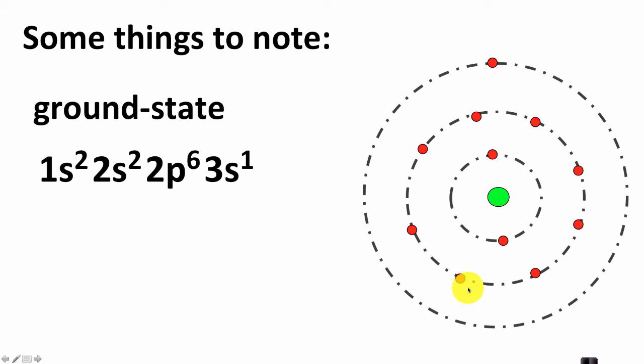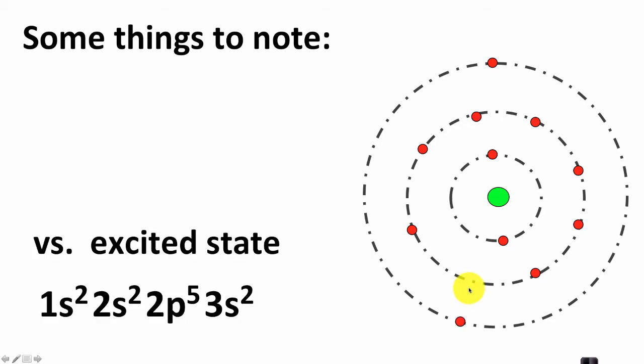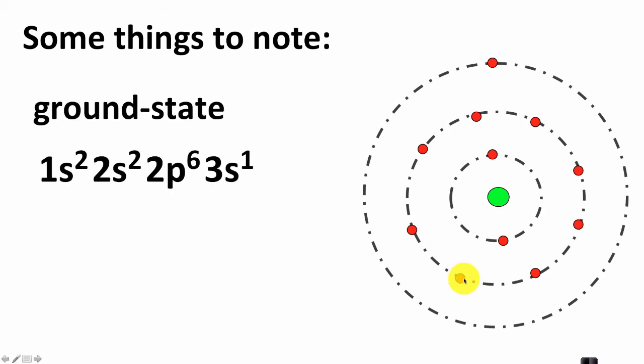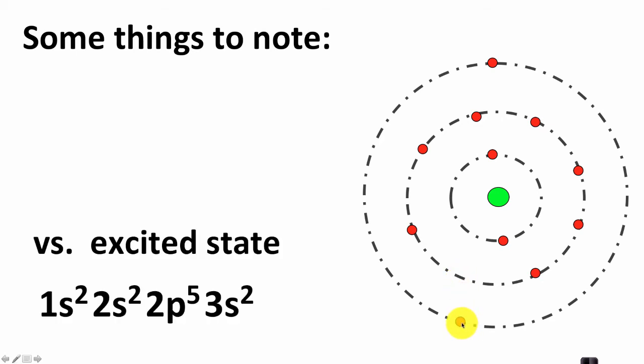And now watch what happens here. And maybe you want to see that again. Notice this electron that was in the second energy level is now in the third energy level, not the second. And this is what's known as an excited state.